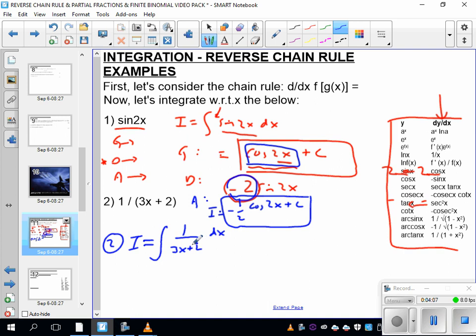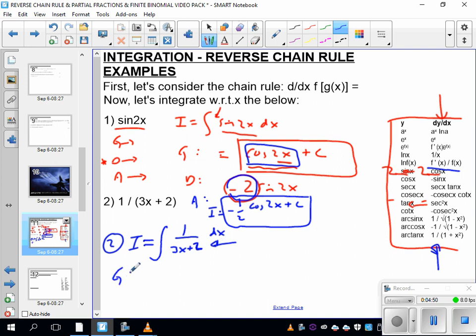Now, again, looking at the right-hand side of our differentiation table, does this look like anything we've done before? Well, it kind of looks a bit like the ln, doesn't it? The ln f of x. Because ln f of x differentiates to f dash of x over f of x. So, in other words, if there's a multiple of f dash of x on the top, then this must be a ln problem. And there is a multiple, isn't there? Because if I look at f of x as 3x plus 2 and differentiate it, that is 3. 1 is a multiple of 3.